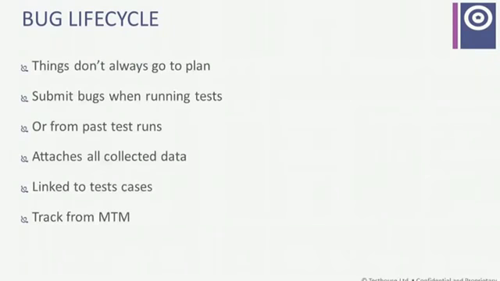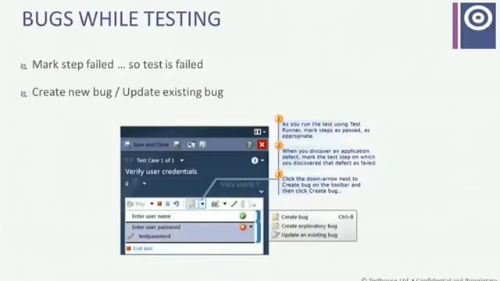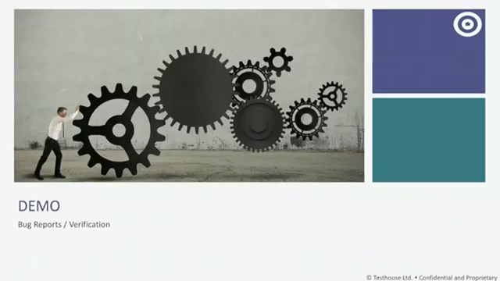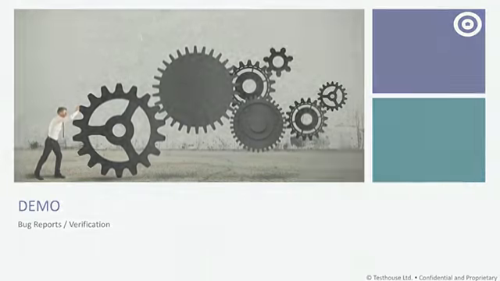And everything can be tracked for the managers as well for their reporting. So you can actually create the bugs while you're testing. There's a button on the test runner which allows you to open a bug report, and then you just fill it in and it's stored within TFS ready to be worked on. So there's a demo for that right now.